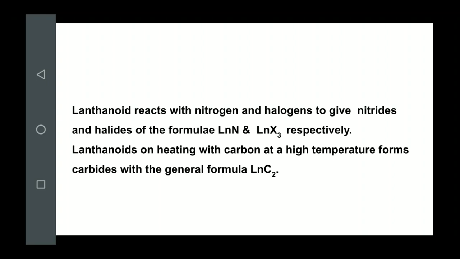For example, suppose in place of lanthanum, they would have given cerium. So cerium on reaction with nitrogen will form CeN. Cerium on reaction with a halogen, take any halogen, chlorine or bromine, cerium on reaction with chlorine will form CeCl3. Cerium on reaction with carbon will form CeC2. So with any of these 14 lanthanoids the reaction could be asked, but the formula of the product will remain the same like this.